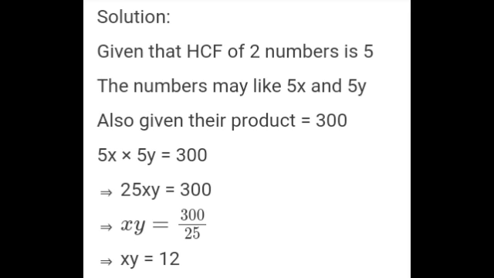Also given, the product is 300. So the statement becomes 5x into 5y equal to 300, because the product of the two numbers, which we have taken as 5x and 5y, is 300. Now 5 fives are 25, so 25xy is equal to 300. Therefore xy is equal to 300 divided by 25, which is 12. That means we have to find values of x and y whose product is 12.